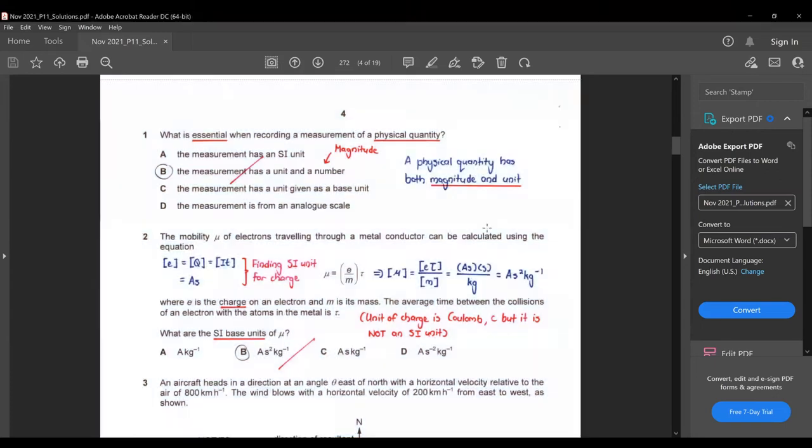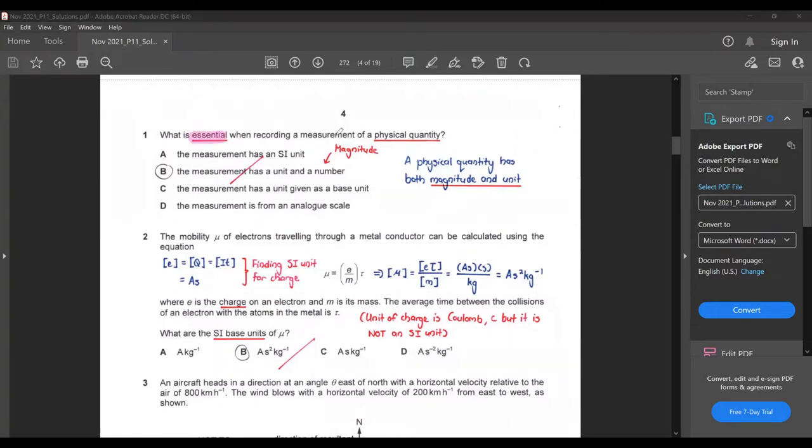First question, November 2021, P11. What is an essential requirement when recording the measurement of a physical quantity?